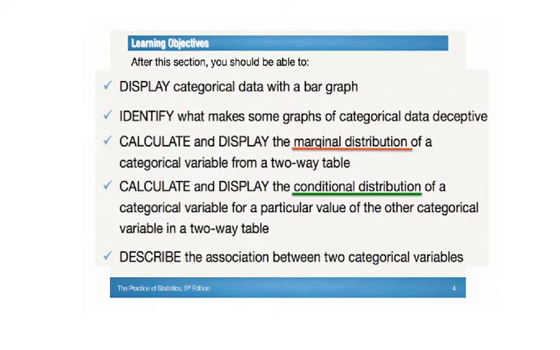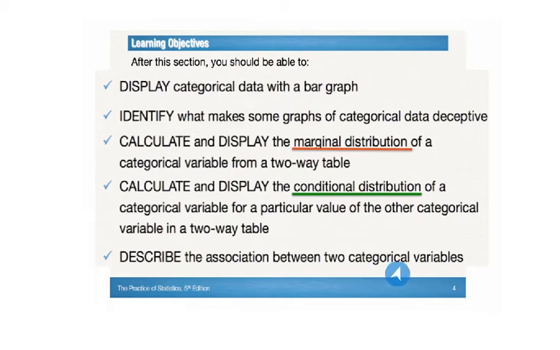The two things that are probably most new to you are going to be marginal distribution and conditional distribution. So this is the main reason I suggest that you take notes or print them and add some comments, some notations in there as we go through. And then finally, we're going to talk about two-way tables and describing the association between two categorical variables.